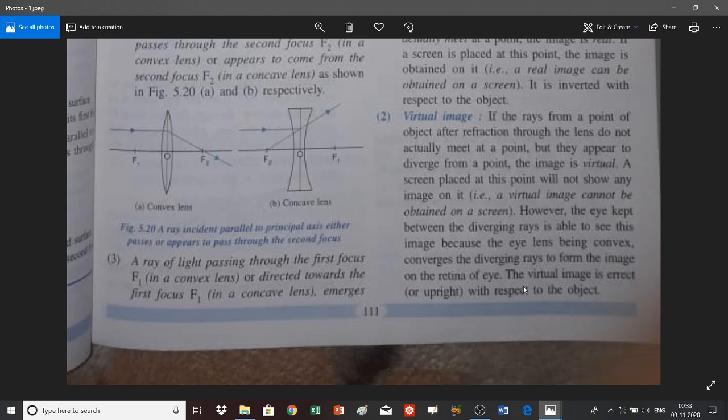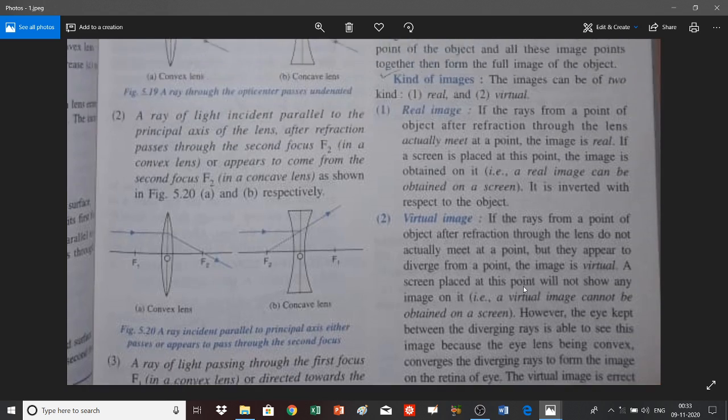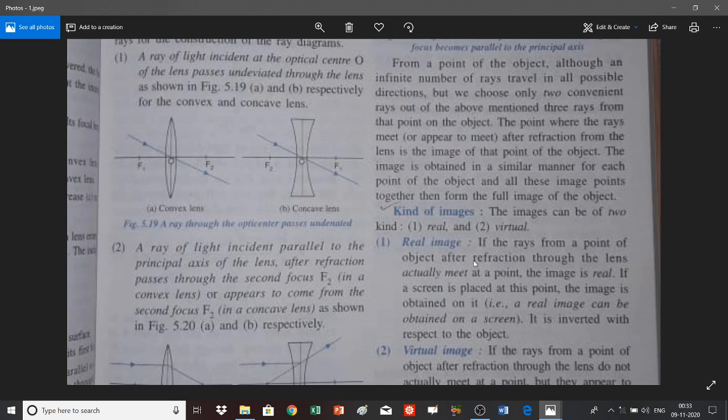In the second case, the virtual image. What is a virtual image? You should remember that a convex lens forms real images in most cases, but only in a certain case will it form a virtual image, which we will discuss in a later section.